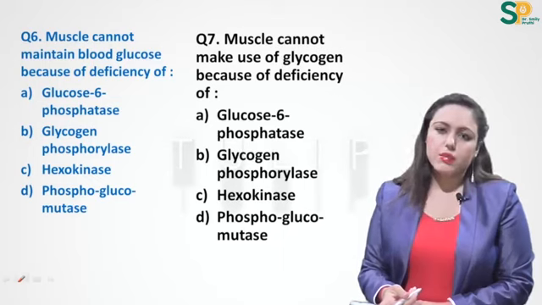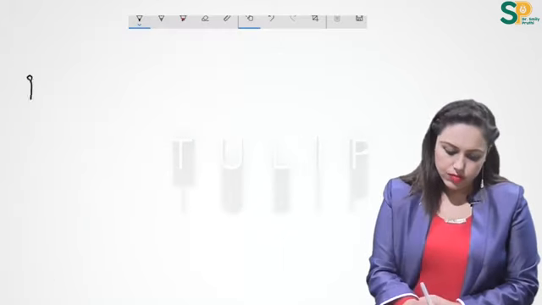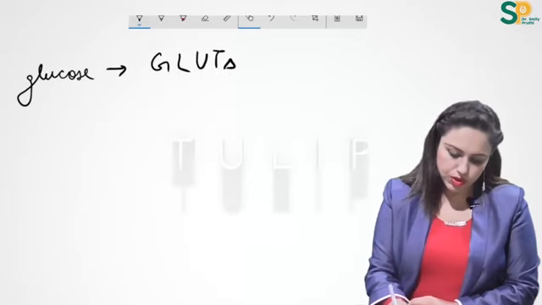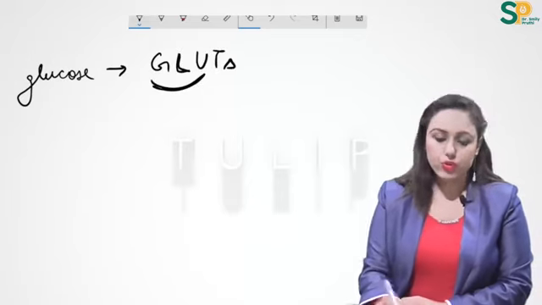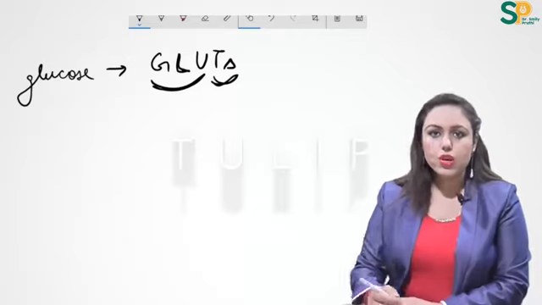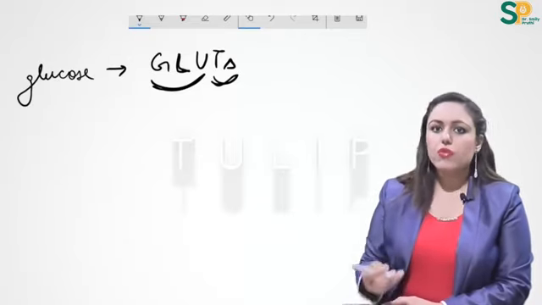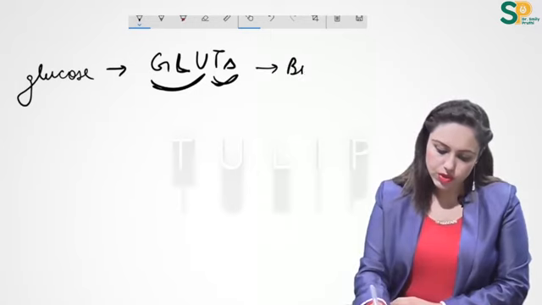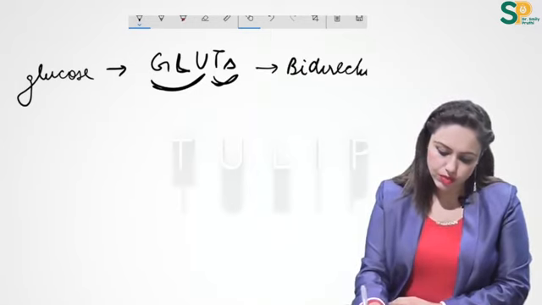Before discussing them, let's see some basics. For the transport of glucose, we have GLUTs, where GLU stands for glucose and T stands for transporters. These are glucose transporters which are mainly present in our body for glucose transport, and these GLUTs are bidirectional.